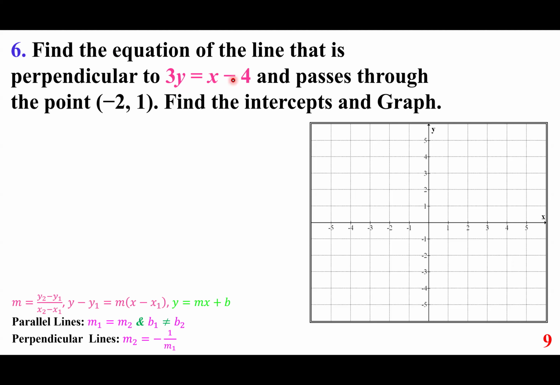we put this in slope-intercept format to find its slope. So we're going to divide everything by 3. So this becomes y, this becomes 1/3 x, this becomes minus 4/3, and the slope is 1/3. This is the slope of this line.